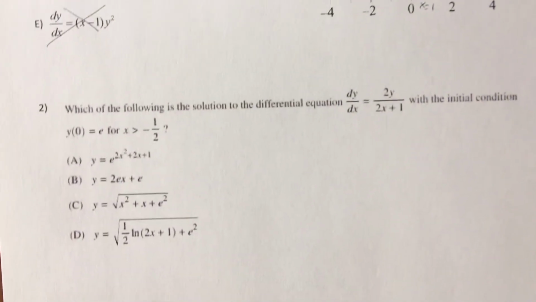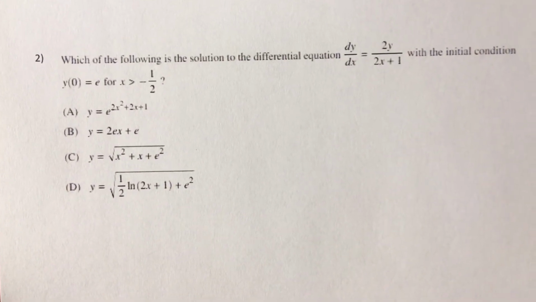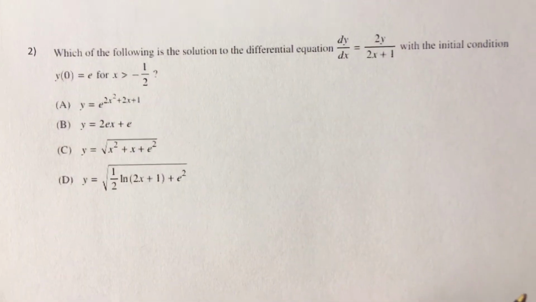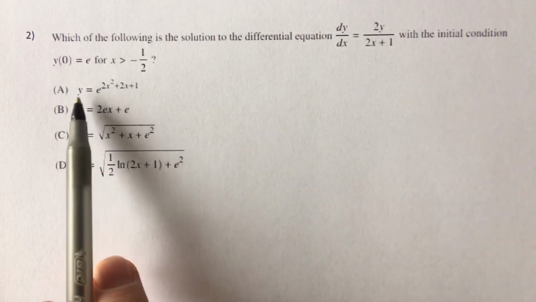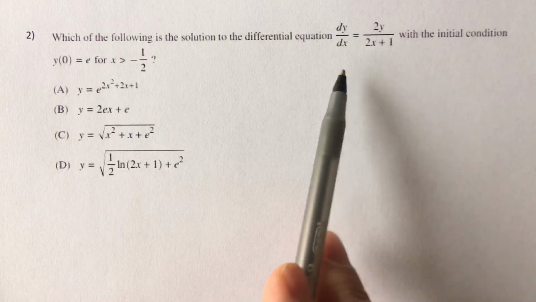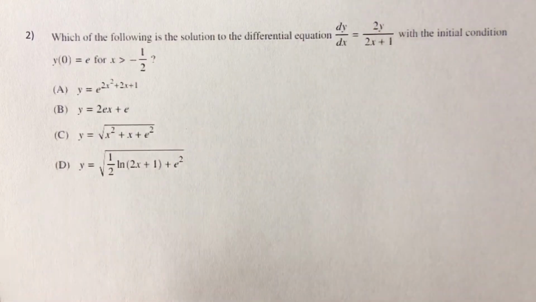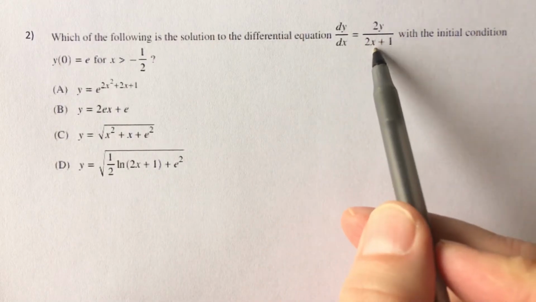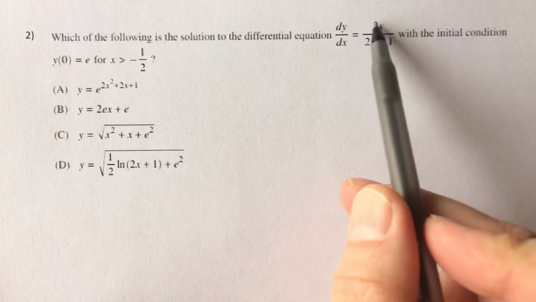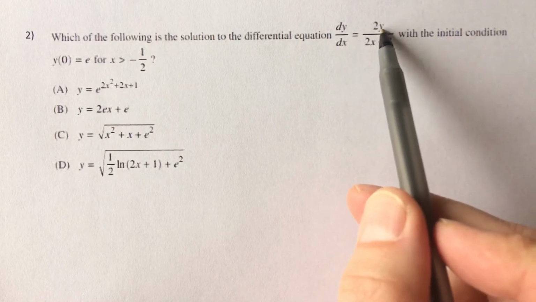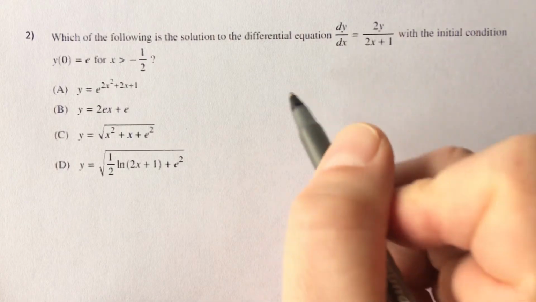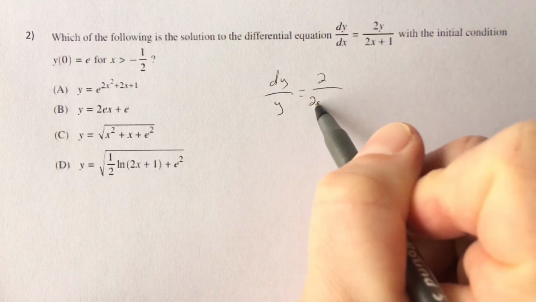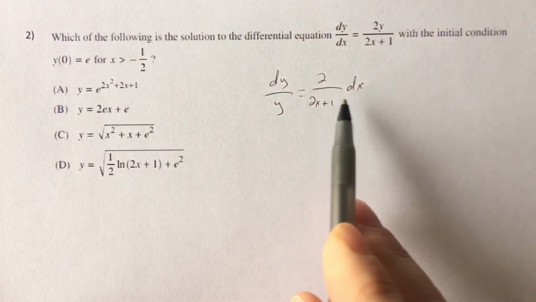Okay. For number 2, we're given a differential equation and a specific point. We're asked to figure out which of these makes this happen. So you could go down a couple of rabbit trails and try to take the derivatives of these and see which one matches, but this y is what's going to mess you up in doing that. So I think it's just best to go at it the way we've been doing. Let's move the dx over, let's move the y over. You can move the whole 2y over, but I think just keeping it simple, take as little as you can. So if we go dy over y equals 2 over 2x plus 1 dx, I think that's the best strategy.